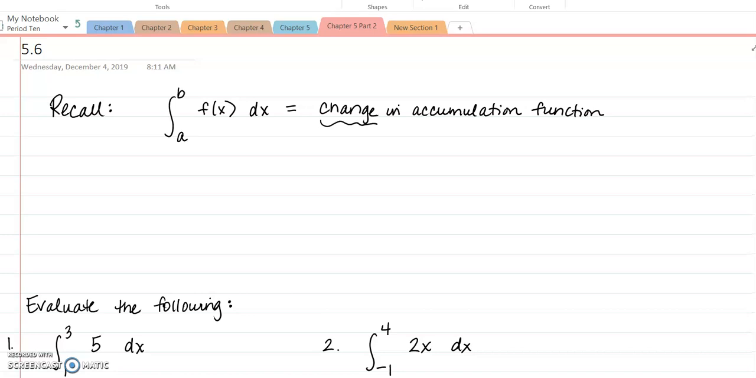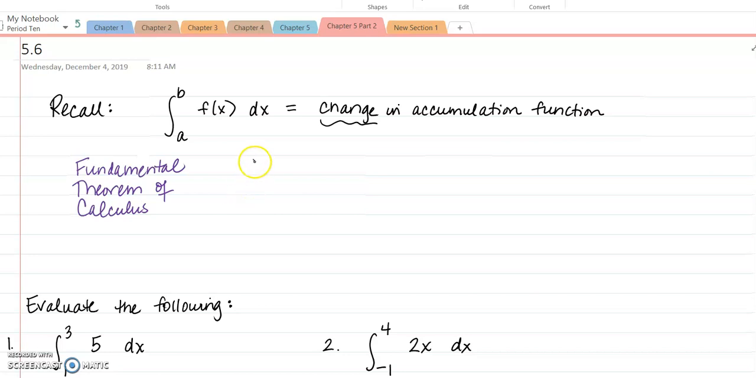And because we've also talked about another way to consider the integral, that it's equal to its antiderivative, this represents the change in the accumulation function, or the change in that antiderivative. This is called the fundamental theorem of calculus. And this allows us to do a lot of things.